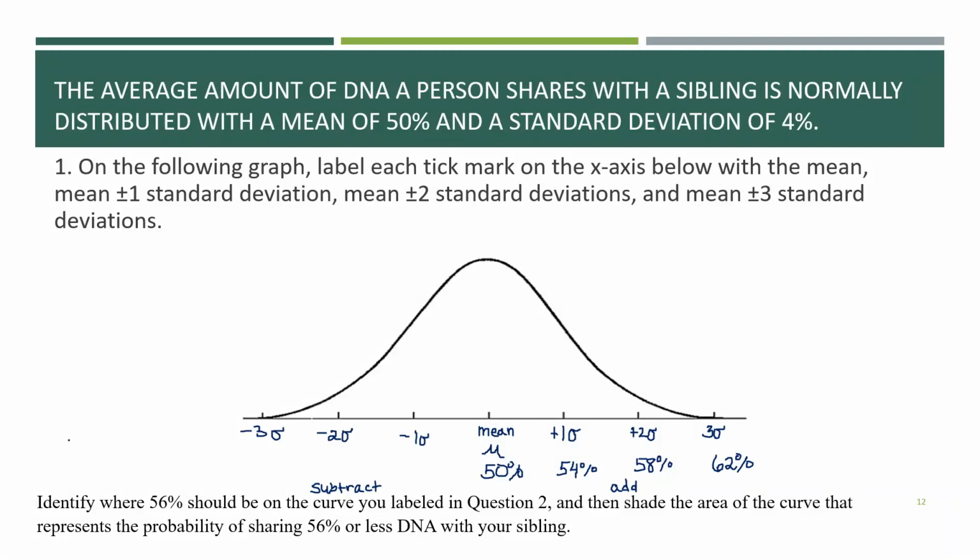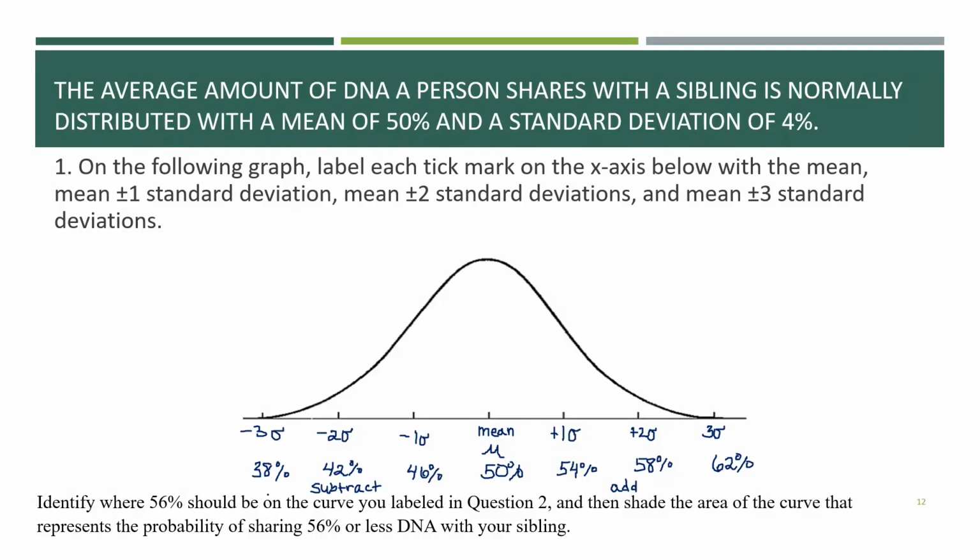Then we'll go to the opposite side, so from the left of the mean, the negative values, we're going to subtract on this side. We're starting with 50 in the middle and moving down, so 50 minus 4 gives me 46% at a standard deviation below. Subtract 4 again. So 2 standard deviations below would be 42%, and subtract 4 again, and so 3 standard deviations below would be 38%.